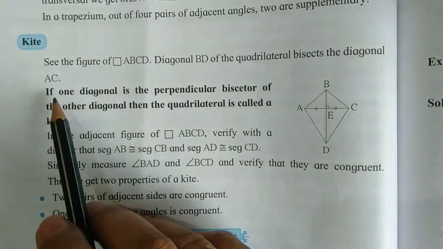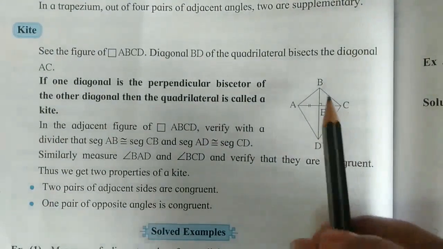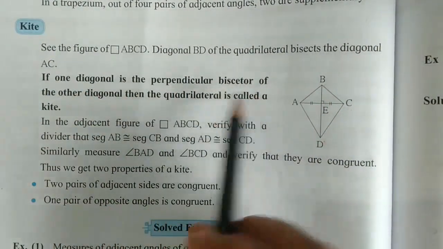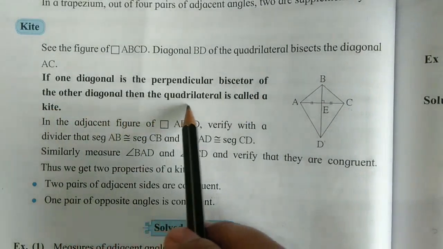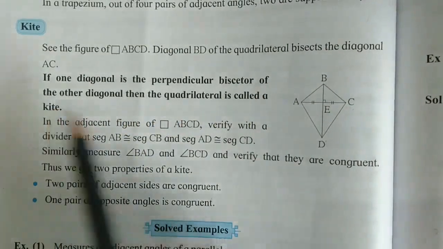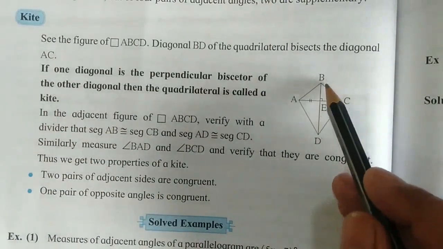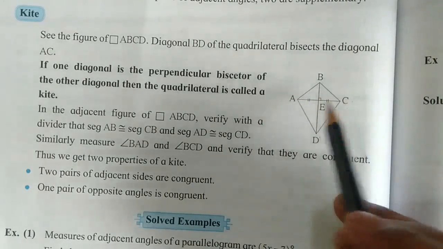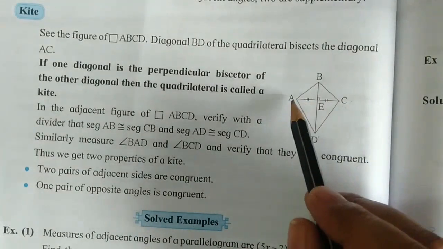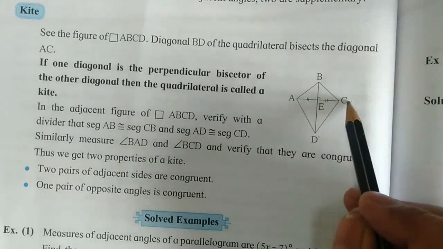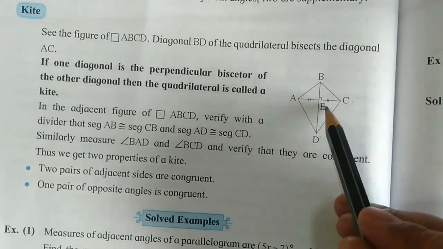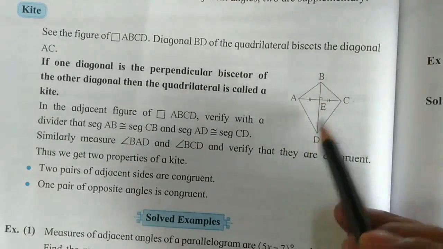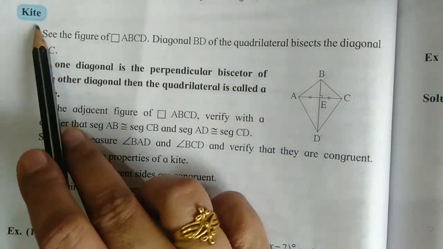Next quadrilateral is a kite. We know that each quadrilateral has two diagonals. So when one diagonal is the perpendicular bisector of the other diagonal, then the quadrilateral is called a kite. See here the diagonal BD is a perpendicular bisector of diagonal AC. Means the length of AE and EC is the same, but the length of BE and ED are not the same. Understood? Such a type of quadrilateral is called a kite.